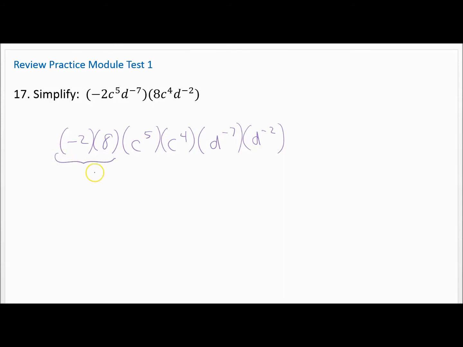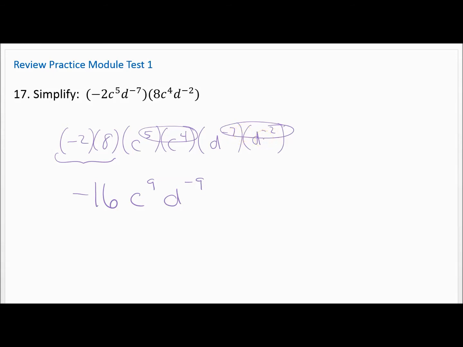Now, we know -2 times 8 is -16. When I multiply c to the 5th times c to the 4th, you know what to do. You add those exponents together. That's going to be c to the 9th. Right over here, when I multiply d to the -7 times d to the -2, once again, I add those together. That's going to be d to the -9. You know, -7 plus -2 is -9.